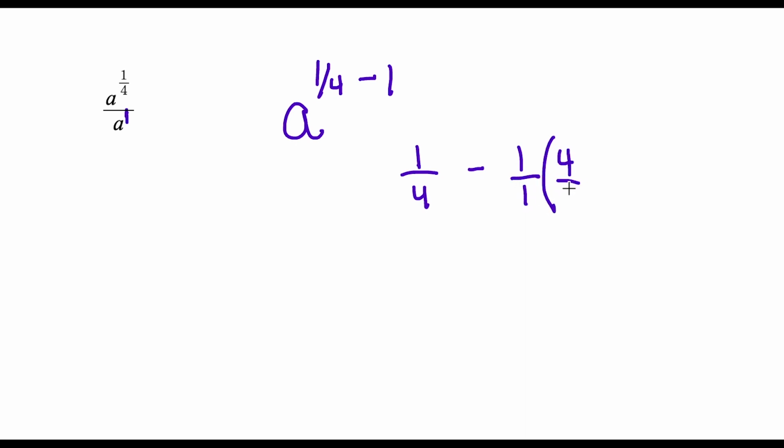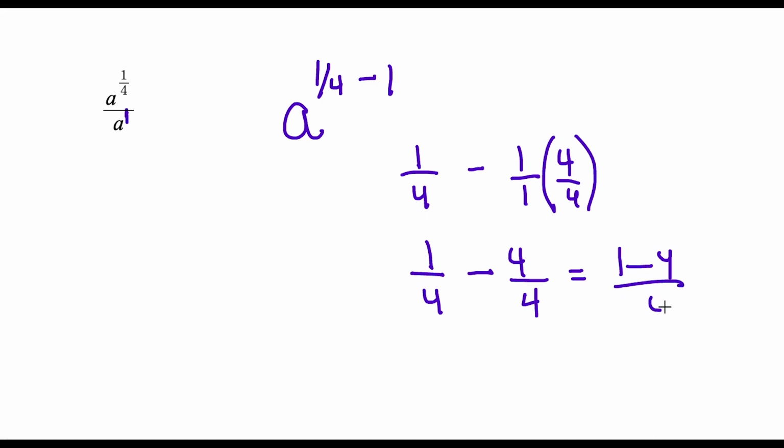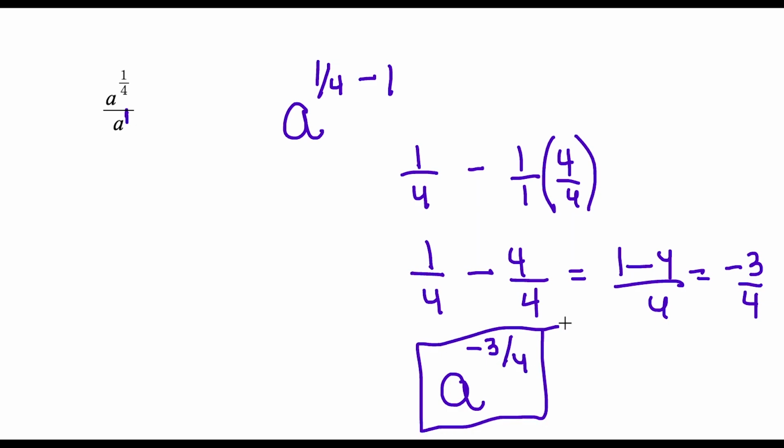I'm going to multiply this by 4/4. So we get 1/4 minus 4/4. Anytime you need to replace a 1, you can replace it with the denominator over itself, because we know that anything over itself is equivalent to 1. So this will simplify to negative 3/4, and that's going to be the simplified exponent. So we have a to the negative 3/4 power.